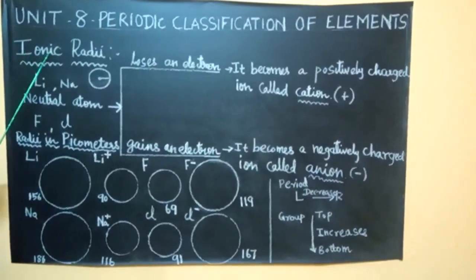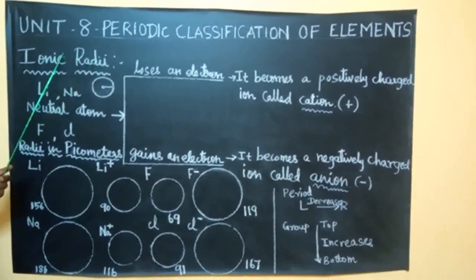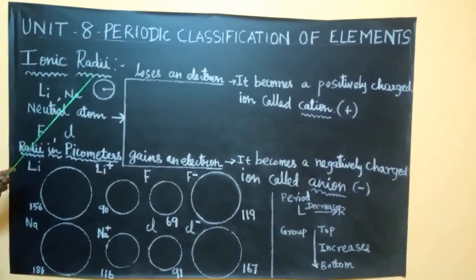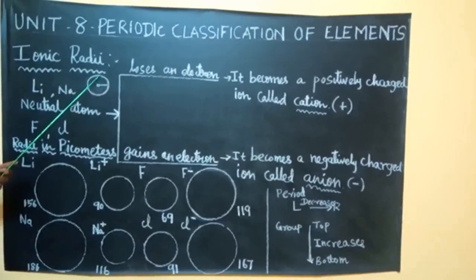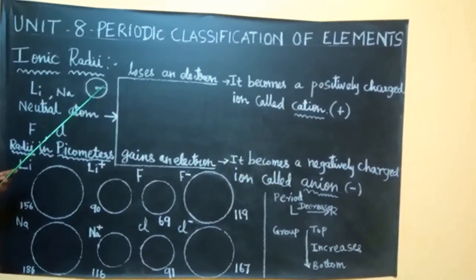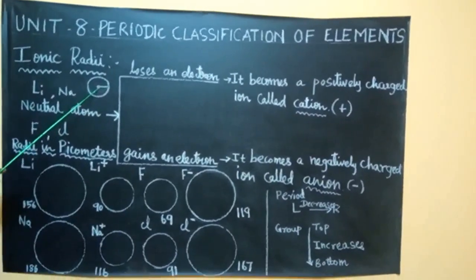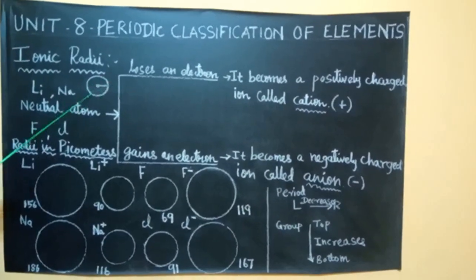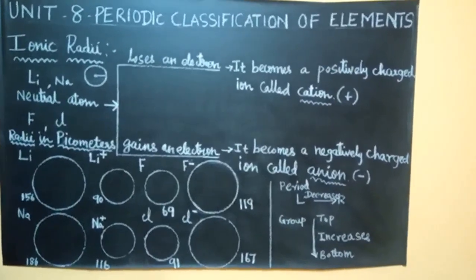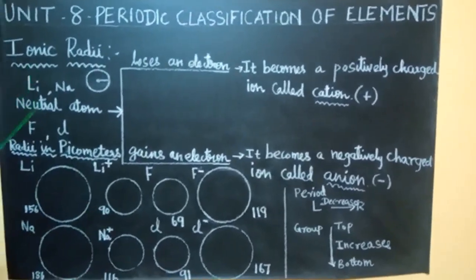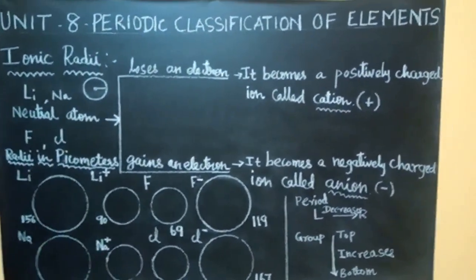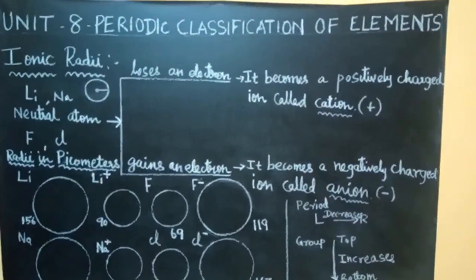Today we are going to see about ionic radius. Ionic radius is defined as the distance from the center of the nucleus of the ion up to the point where it exerts its influence on the electron cloud of the ion. When an atom loses or gains an electron, it forms an ion.